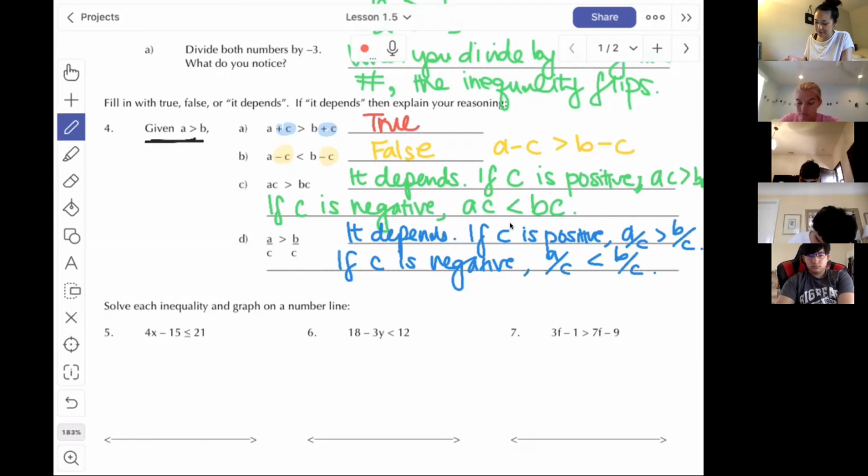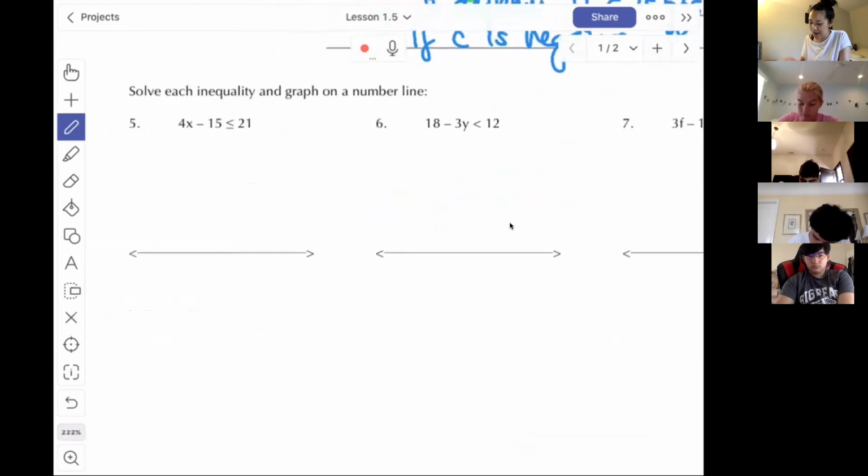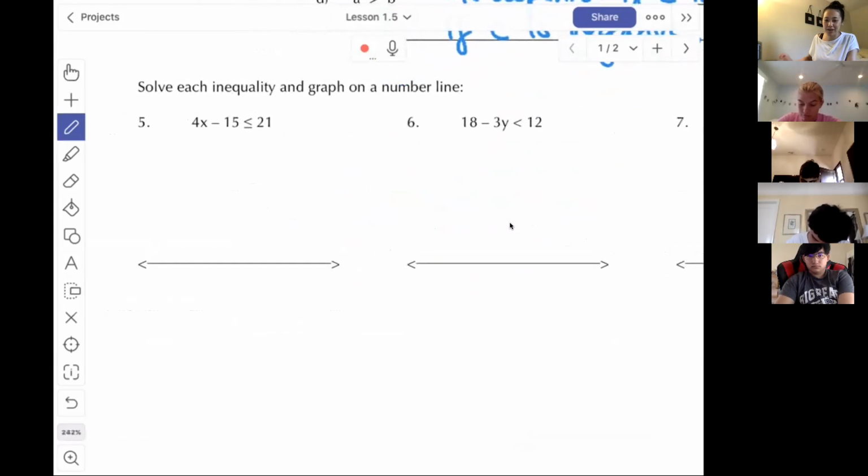So number 5. It says solve each inequality and graph on a number line. All right, solve and graph. So first thing, I'm going to go ahead and isolate my variable, add 15 to both sides. I'll scroll up a little bit so you can see what you wrote down before that.